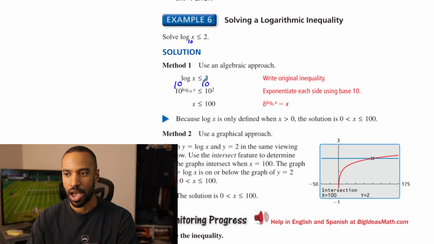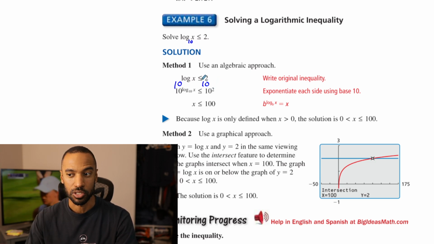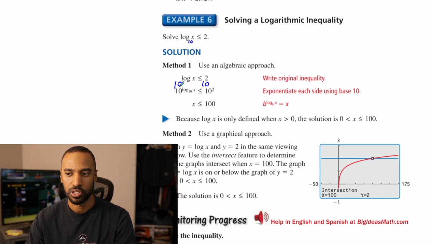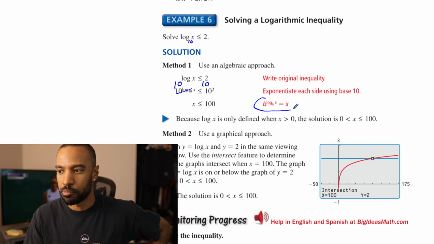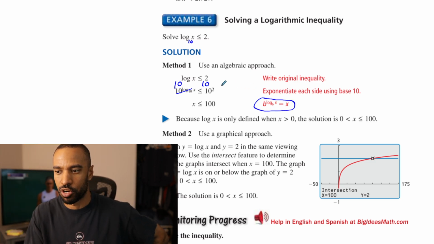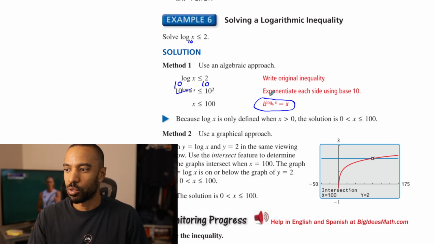So 10 to this power is less than or equal to 10 to that power, and notice that the less than or equal to stays this direction. So 100 is on this side, and this part cancels to be x on that side. By the time we hit these problems, we're going to have to use this property for sure. x is less than or equal to 100.